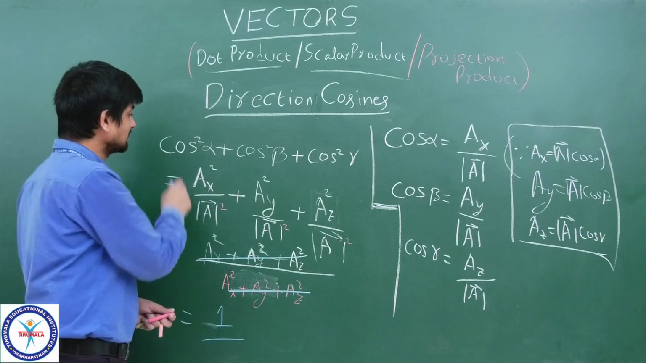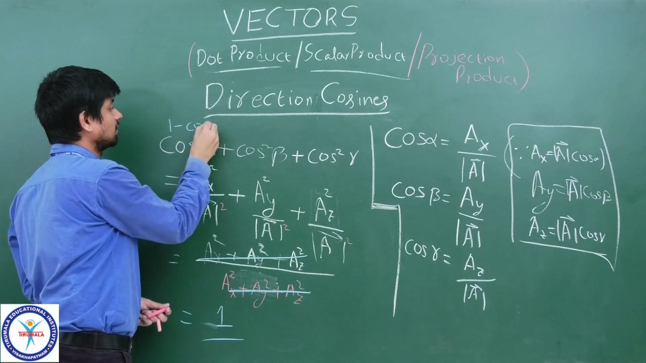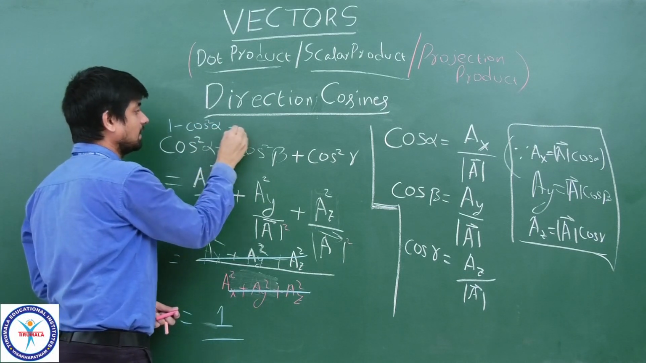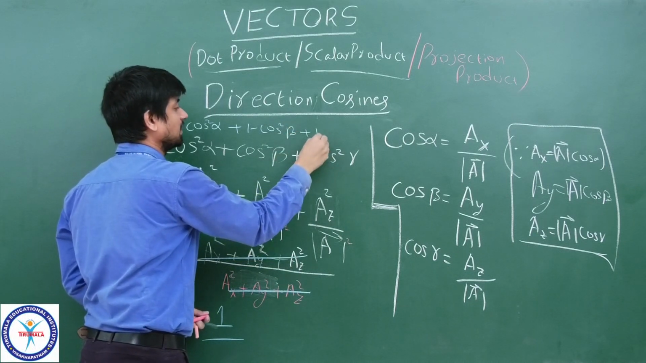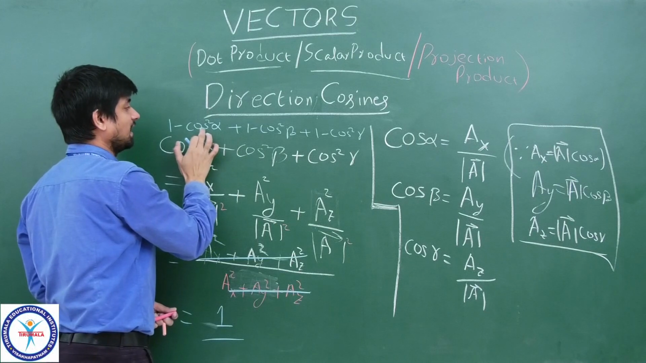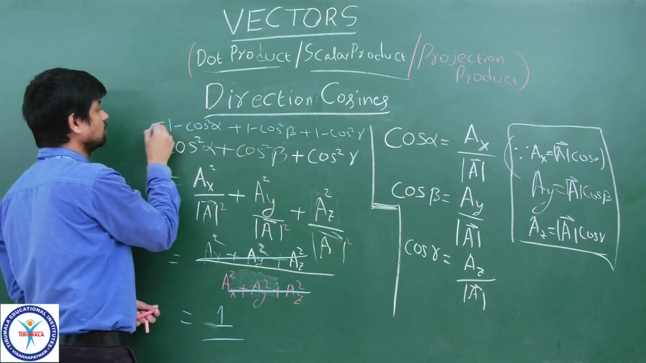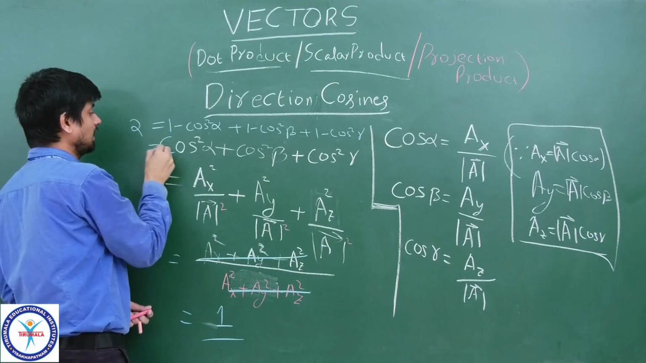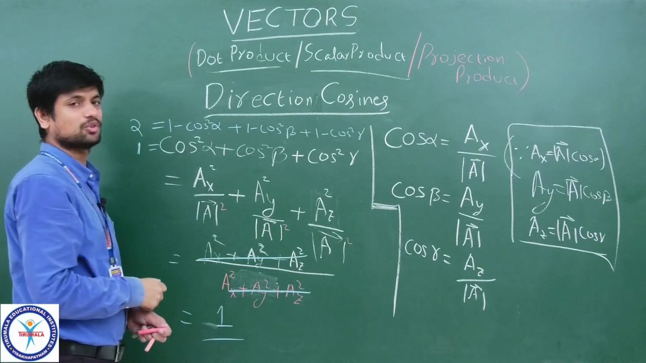What do you write, children? Sin square can be written as 1 minus cos square alpha plus 1 minus cos square beta plus 1 minus cos square gamma. So if you add, you get 3, and cos square alpha plus cos square beta plus cos square gamma has value 1, so 3 minus 1 gives you 2. Did you understand? In this way some questions will be asked.